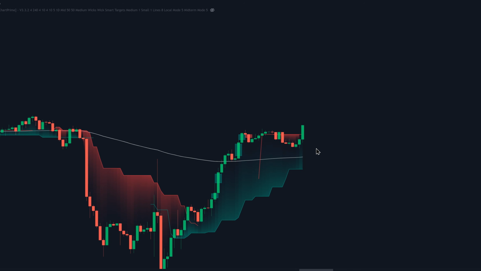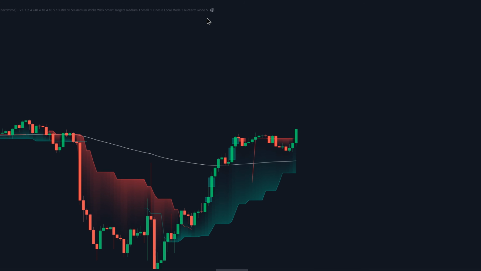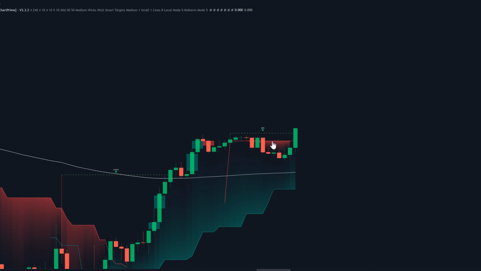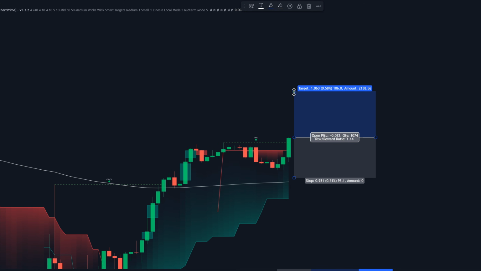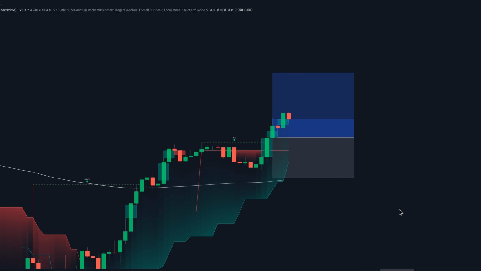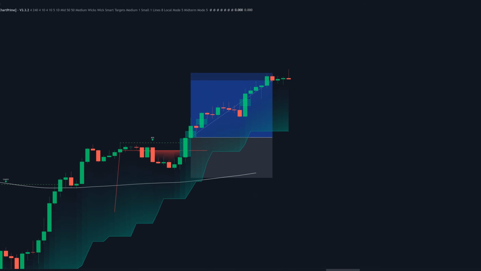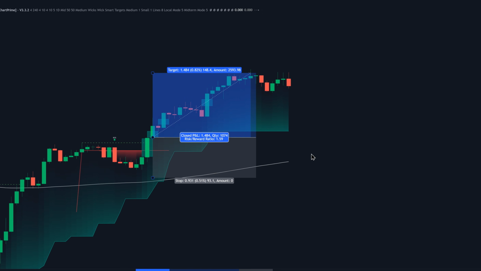But now, to incorporate this new tool, let me just go ahead and enable it. And as you can see, this right here is how we do it. We basically need that same candle, the one that closes above the red cloud, to also close above the most recent swing high, basically forming a break of structure. Once we have those conditions, we take a long position. And as you can see, the trade was profitable.